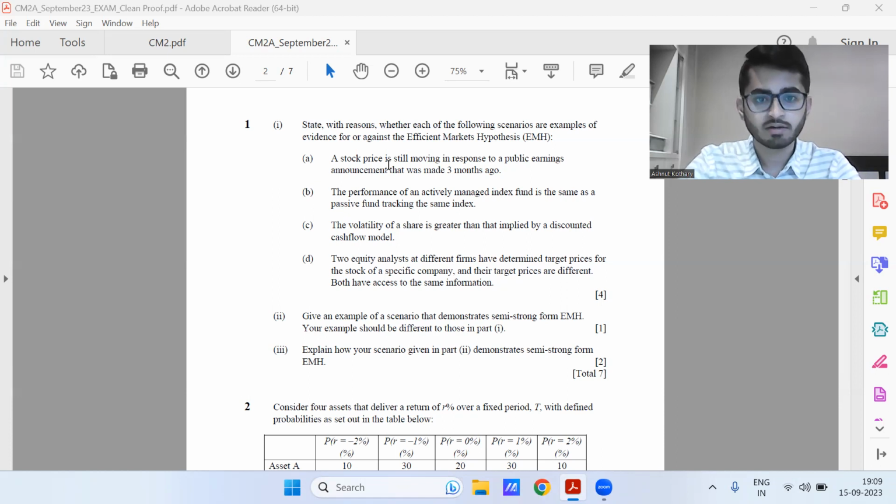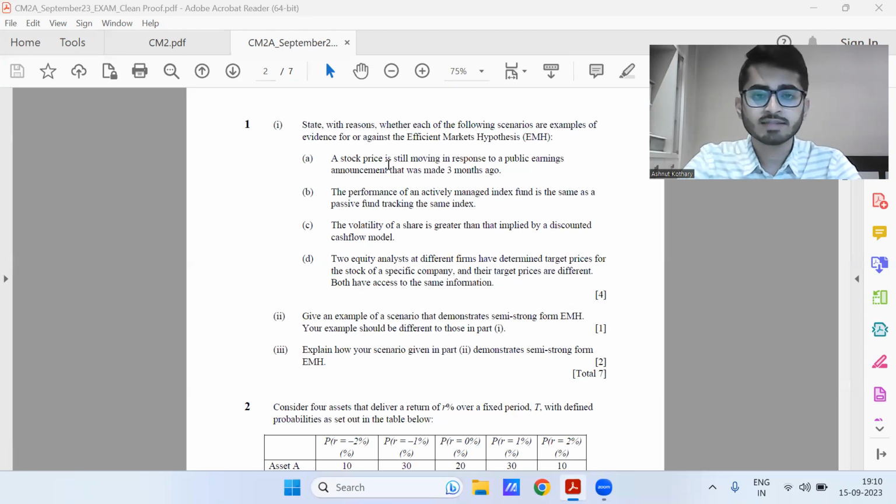Part D is something a bit tricky. Two equity analysts at different firms have determined target prices for the stock of a specific company, and the target prices are different. Both have access to the same information. In my understanding, even though different individuals have access to exactly the same information, they might use different methodologies and different computational tools to come up with different target prices altogether. This does not seem in violation of EMH per se. So at the moment it seems this is not purely evidence against EMH, but again there are other reasons as well.